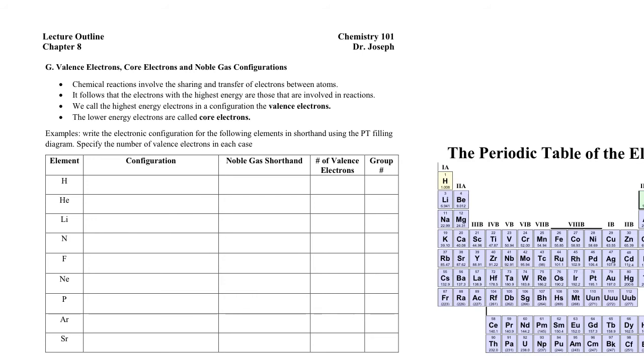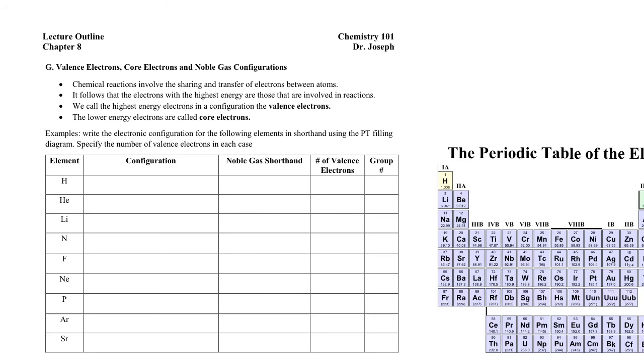So in this table, what we have is a list of some elements, just some samples. And then we're going to write out the configurations, just the electronic configurations, like 1s2, 2s2, etc. And then we're going to summarize those. We're going to shorten them to the noble gas shorthand that we just learned how to write. And we're also going to keep track of the number of valence electrons that are in these atoms. So we'll look at a bunch of different examples, see how many valence electrons they have, and then we're also just going to compare that with the group number for the element.